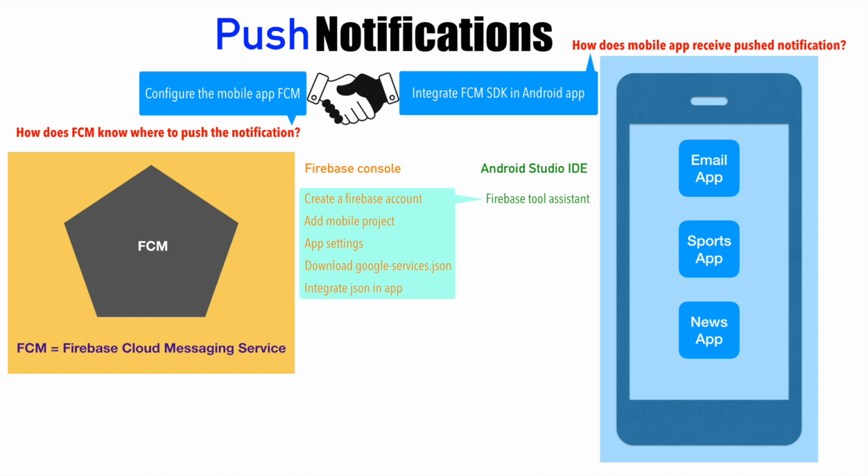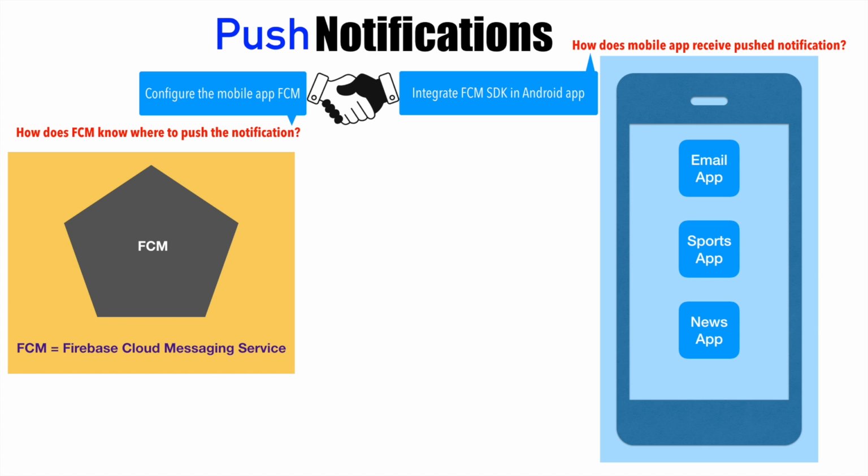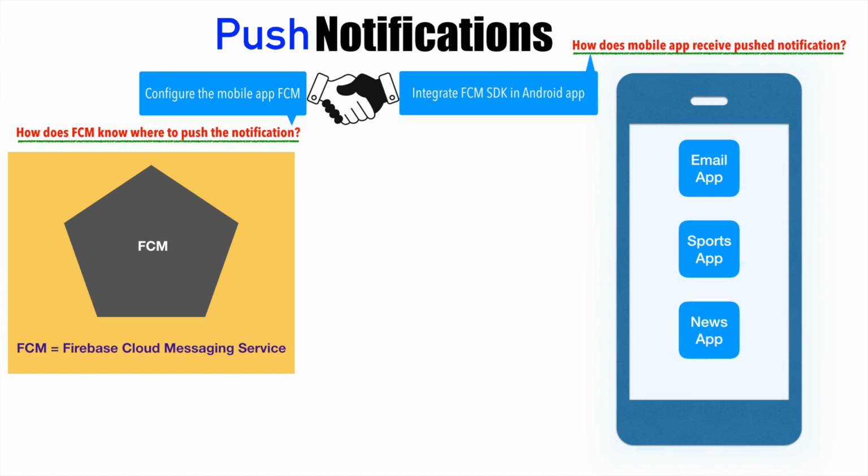In the previous videos, you have seen how to configure the mobile app with the FCM and also integrate the FCM SDK in the Android app. You could have done it through the Firebase console or the Android Studio IDE. So assuming that you have done both of these things, it is time to move further. But still, we have not yet answered our question as to how does the FCM know where to push the notification, and also how does the mobile app receive the push notification. To do that, we will have to go back to our earlier application, which is notification demo. We will be using this particular application to demonstrate the push notification.